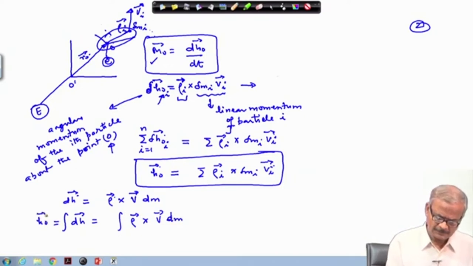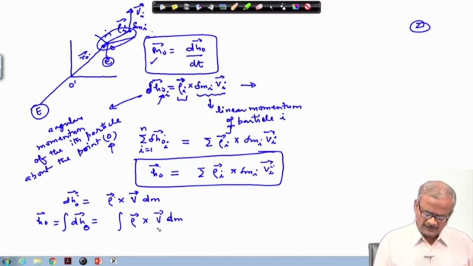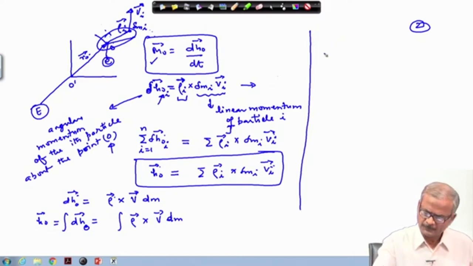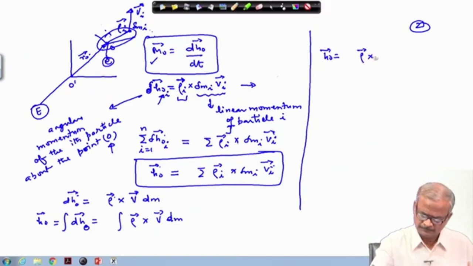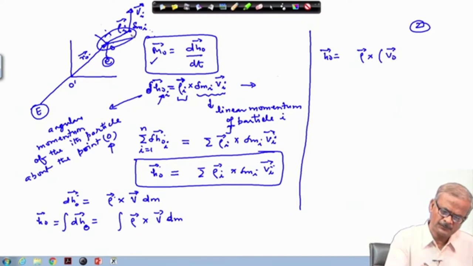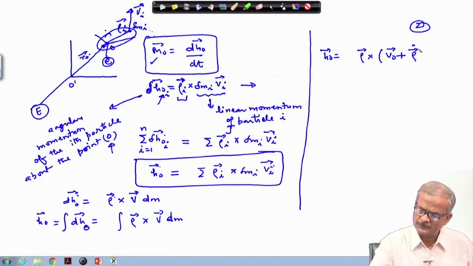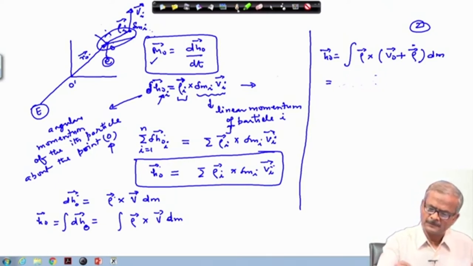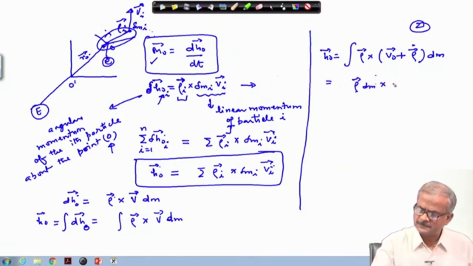And this gives us h 0, because we have taken it about the point O. And further this can be expanded, as we know that the velocity will be v O plus rho dot, and integrate it over all the points. This can be broken, and we can write it with a better notation: rho dm cross v 0. Because v 0 is not dependent on the mass integration, we are basically integrating over the whole body, with respect to the mass, so this can be taken out.